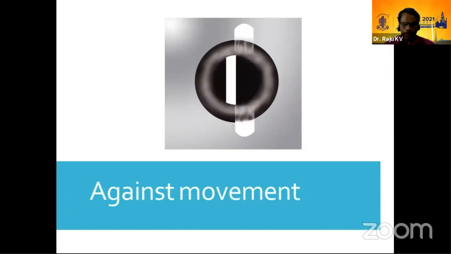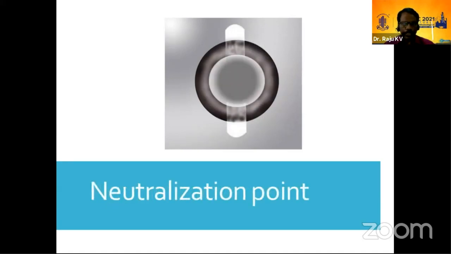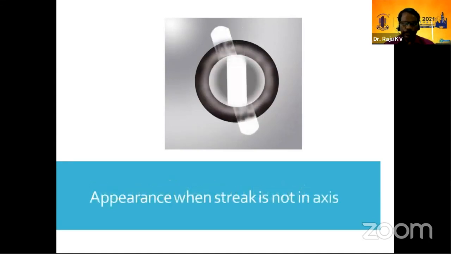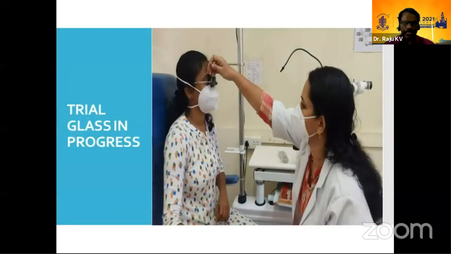Then you have to use lenses of appropriate power to arrest the movement. And this is the neutralization point. And this is the appearance if the streak is not in axis. And finally, after getting that, we record the vertical and horizontal axis, and we have to do a trial lens subjective correction, which Dr. Andrews has elaborately explained, the power and axis, everything has been explained.